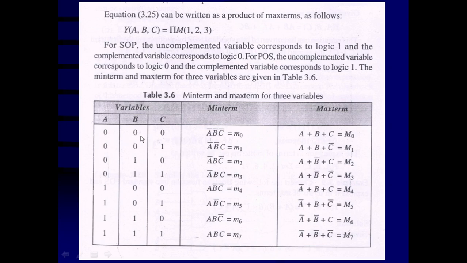So how many input combinations will be there for the three variables? 2 raised to 3. That means 8 different combinations are possible. 0 0 0, 0 0 1, 0 1 0, 0 1 1, 1 0 0, 1 0 1, 1 1 0 and 1 1 1. So there are 8 different combinations of the three variables ABC possible.